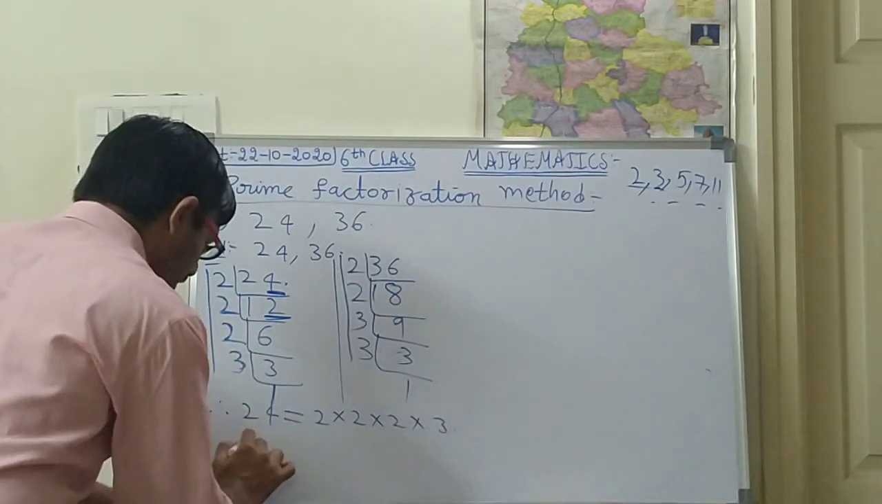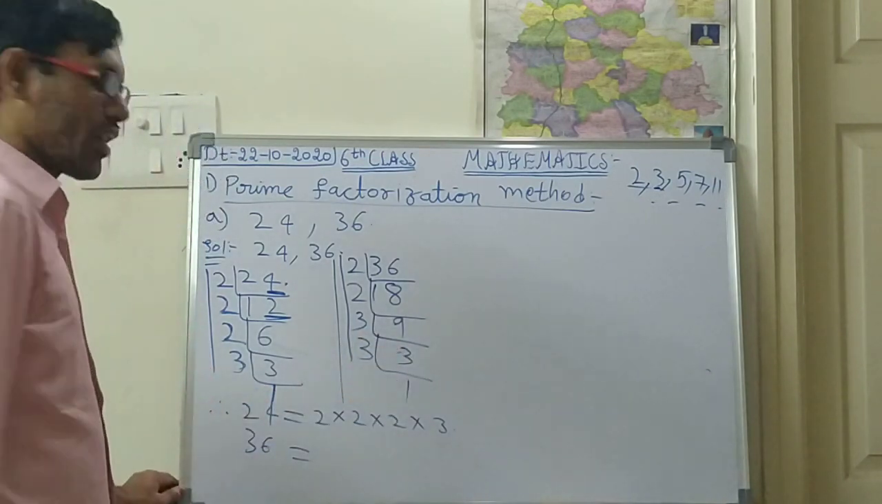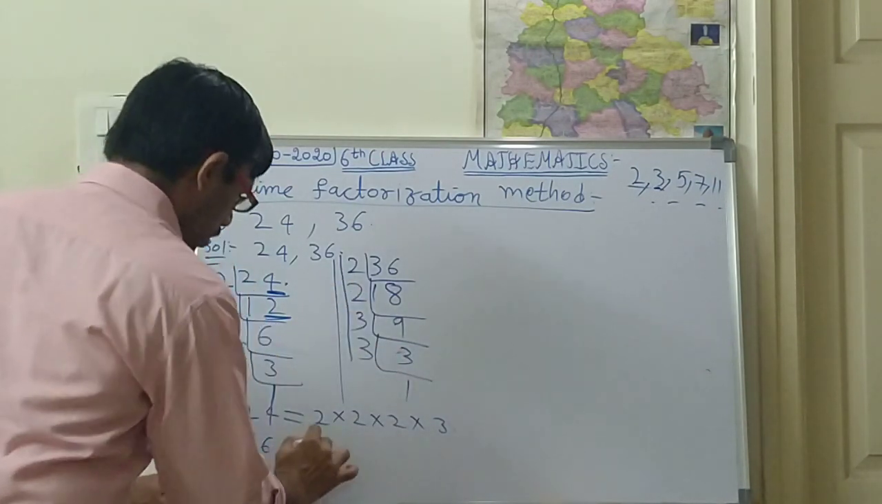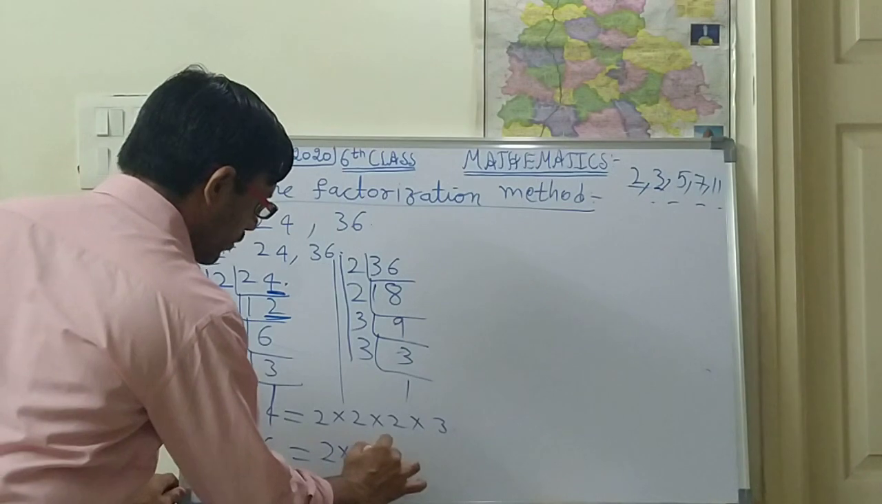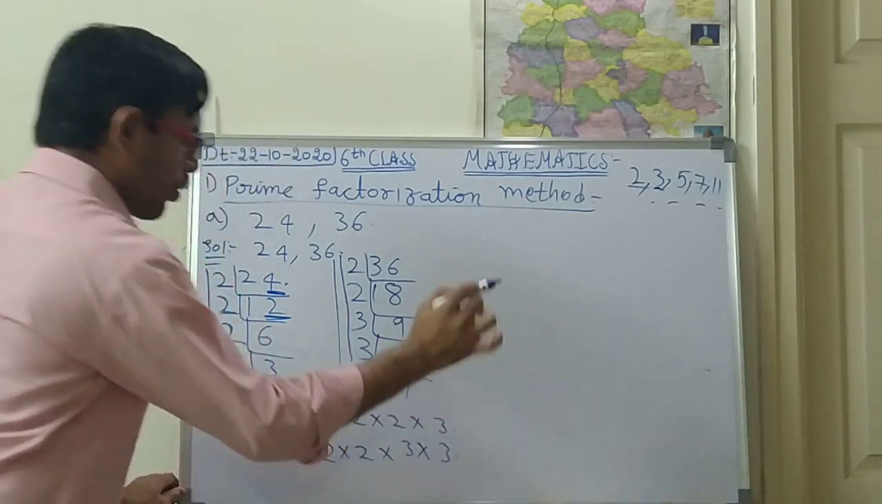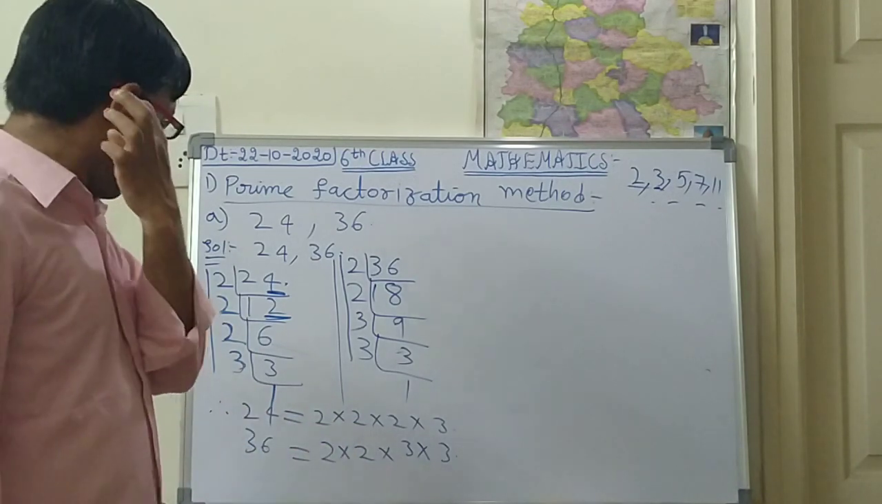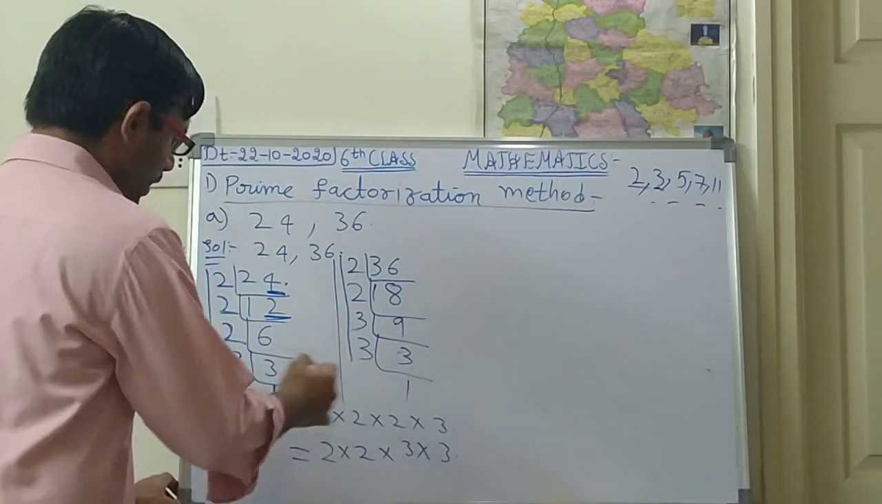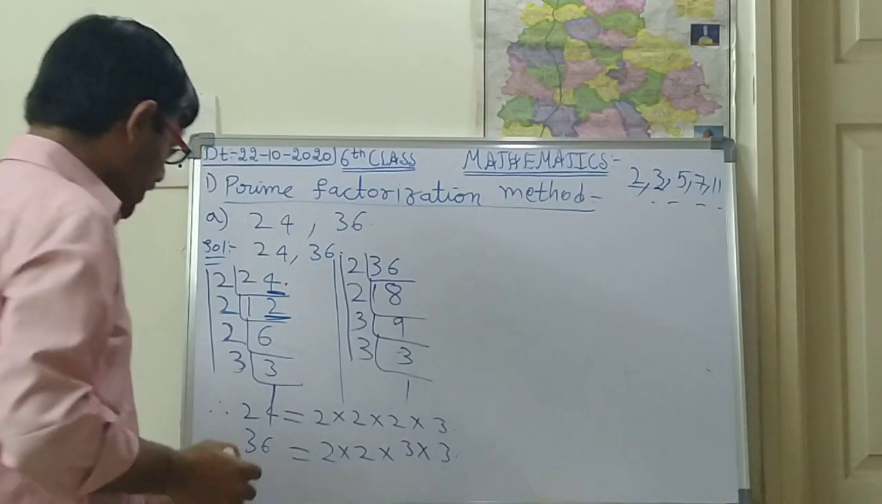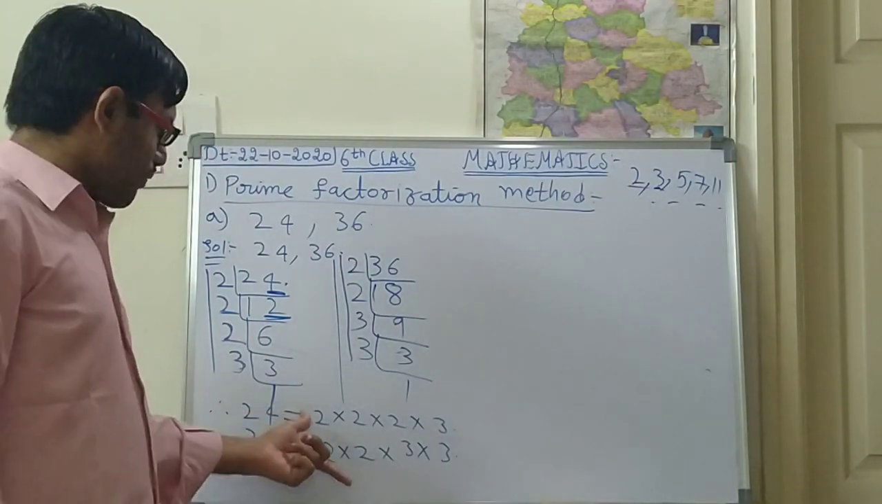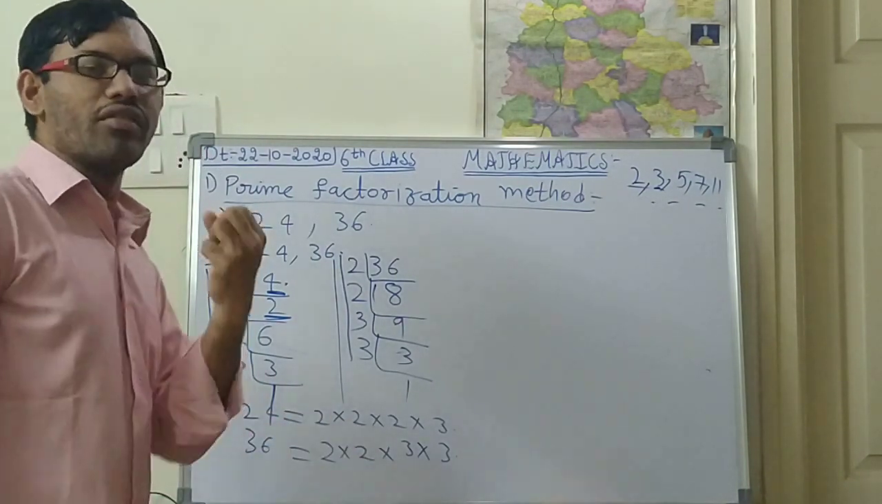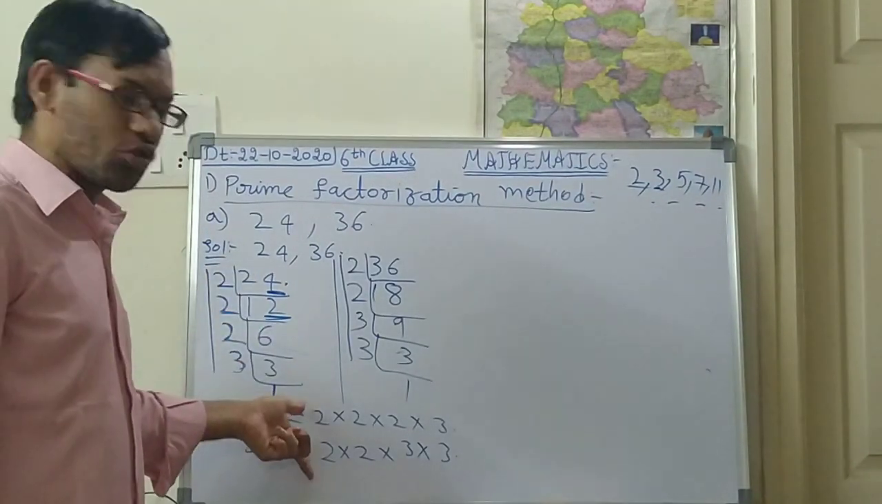Next for 36, what are the prime factors for 36? 2 into 2 into 3 into 3. Okay, so like this we are supposed to do. After doing this, children, the next step is to take the common factors. Which are the common factors in the two steps?